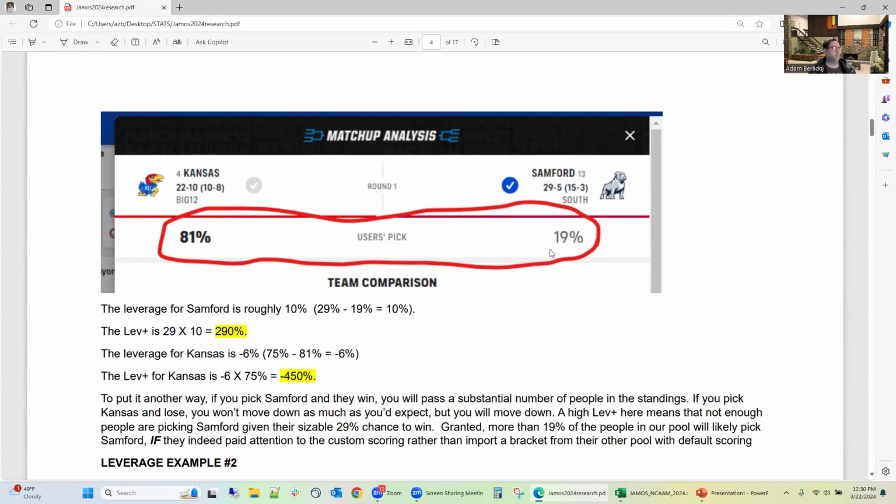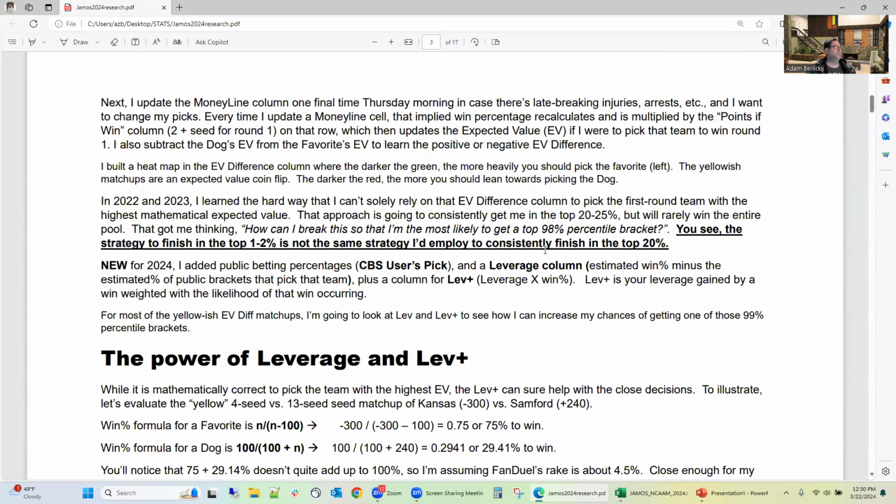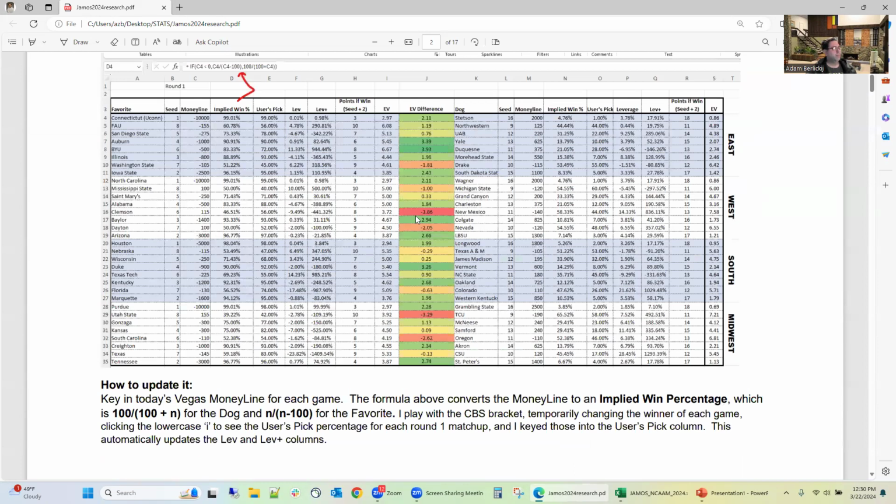That's very valuable information. Most people don't look at it that closely, but it really matters. You need to look for little inefficiencies where the public is way too heavily weighted on someone given their chance to win, or where they're underweighted on a team. Like if you know a team has a 30% chance of winning, but only 20% of the brackets are picking that team, that's good news for you. So we'll talk more about that later.